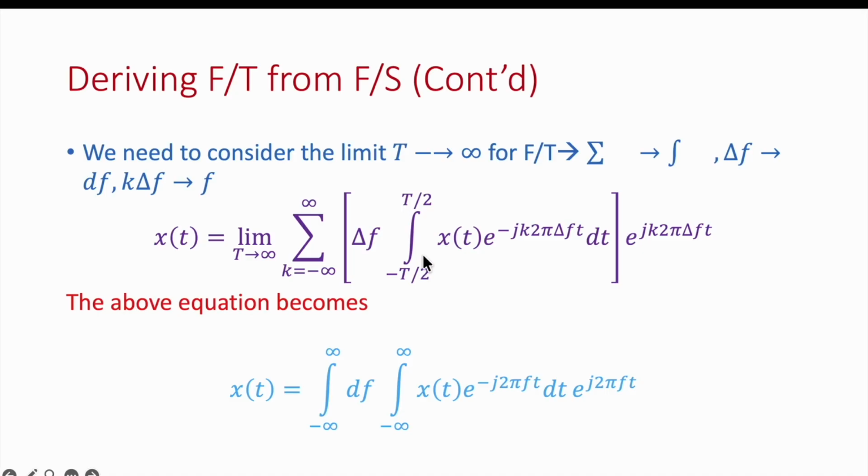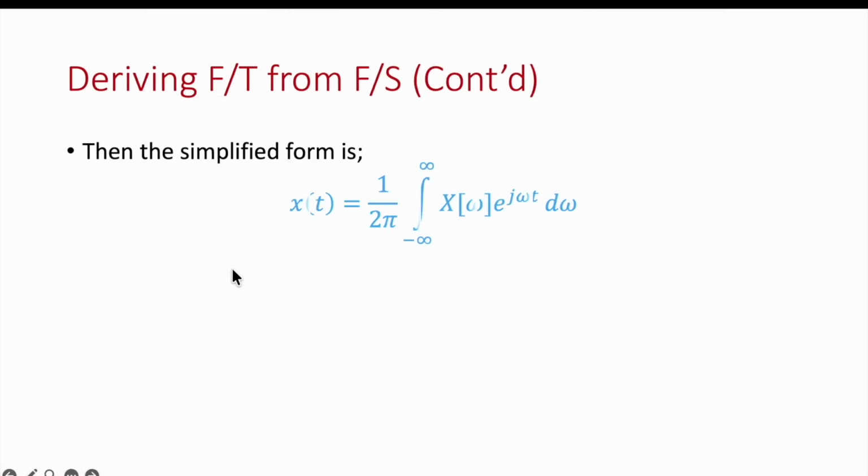Similarly here the integration is replaced with minus infinity to infinity, because if you let T go to infinity, then minus T by 2 becomes minus infinity, and capital T by 2 becomes infinity, and the remaining equation is the same as it is. Here you are replacing del of f with df, then dt, and then e raised to the power j 2 pi f t, and you are replacing k del f with a single f.